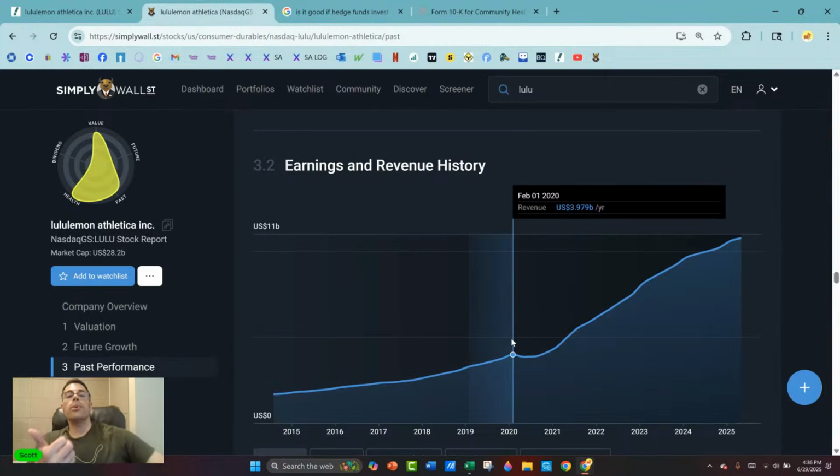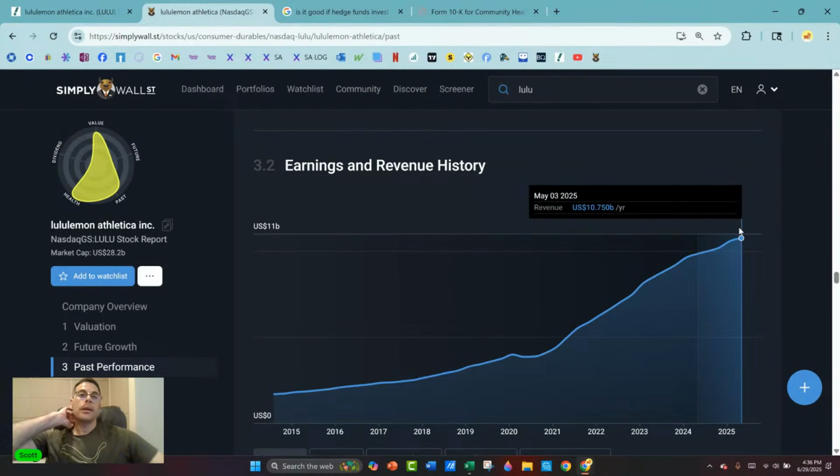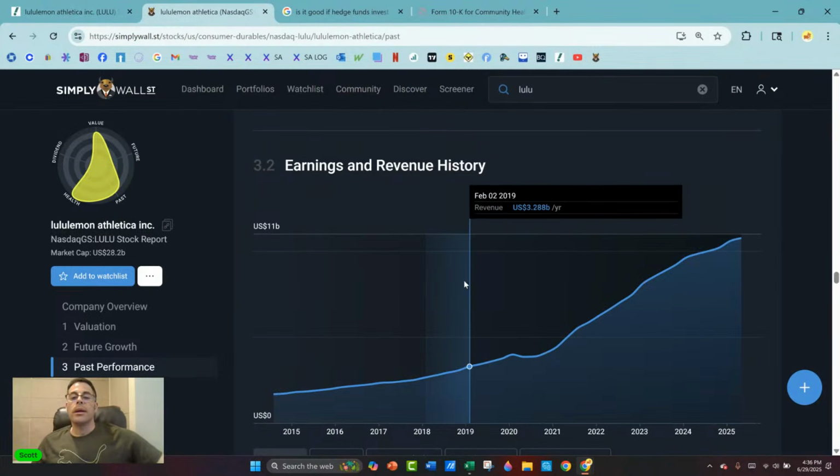So look, its revenue in 2020 was 4 billion, right? And its revenue today is almost 11 billion. The same exact stock price, because the 2020 stock price is 235. Today's stock price is 235. So there's a disconnect, right? So there's either two things.